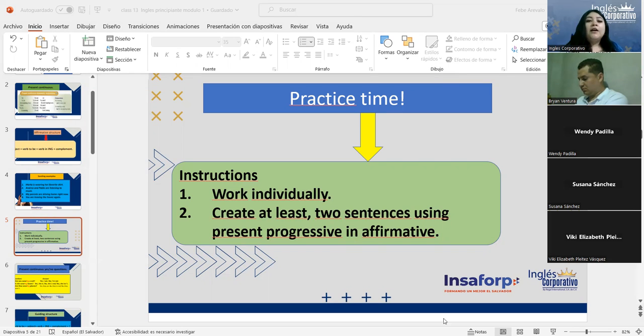Let's get started. All right, so as far as I was able to listen, hasta donde pude escuchar, Brian, you have been the only one who finished, all right? Usted ha sido el único que ha terminado hasta ahorita. So, action. Okay, number one, Ernesto is reading his paper. Yes. Raquel and Carlos are dancing in the party.